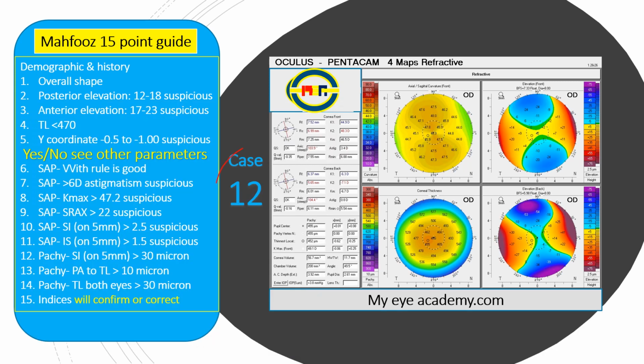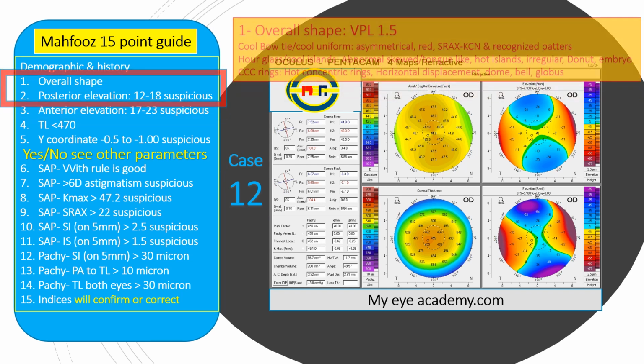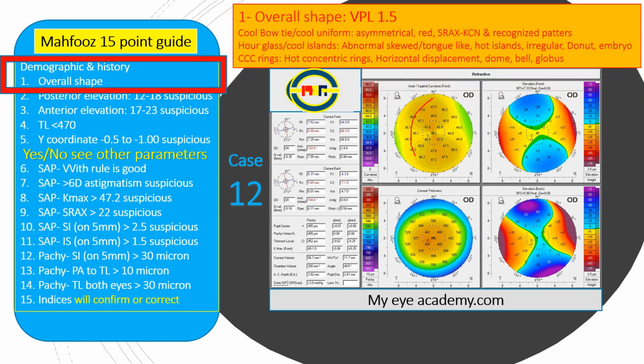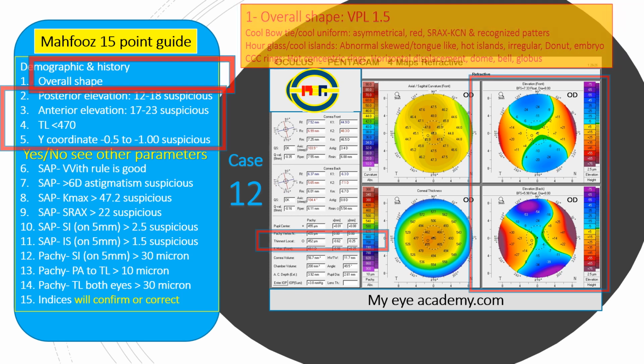And now case number 12, it is exactly opposite to case number 11. Look at the overall shape: hot bow tie, hot rings, cool eye lens, and small separating hot eye lens. So this is a mixed pattern. These two are indicative of abnormal cornea, while this is indicative of a normal cornea. Let's look at the other parameters.